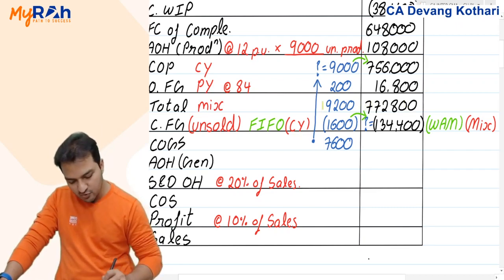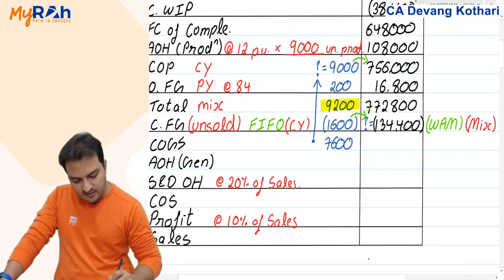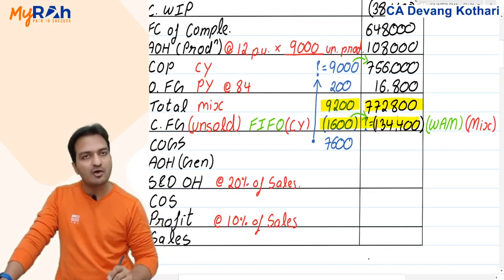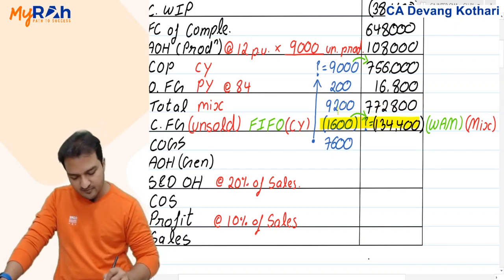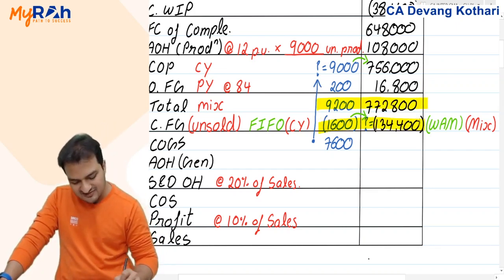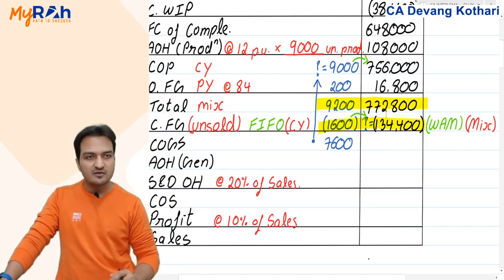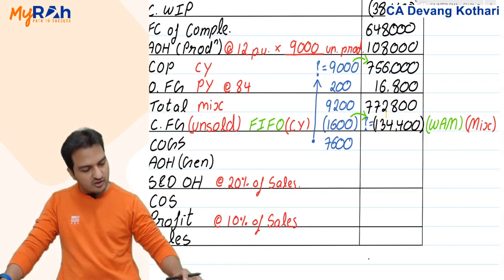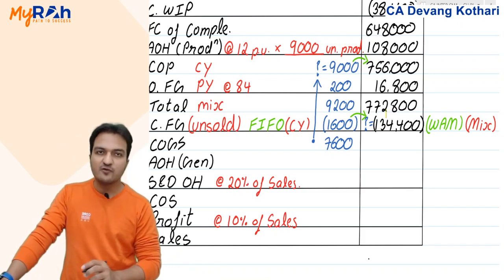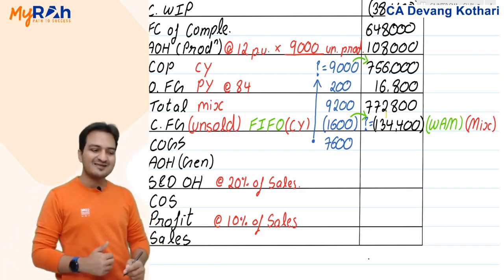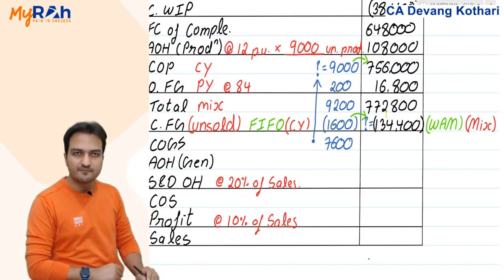Now if total mixture 9200 is costing 772,800, then 1600 should be costing what? Cross multiply over here. I repeat, 9200 is 772,800, then 1600 should be what? Well, if you calculate that, chalo let us try, 772,800 divided by 9200 into 1600. Well, if you cross multiply in a weighted average method also, you are getting the same answer, 134,400.